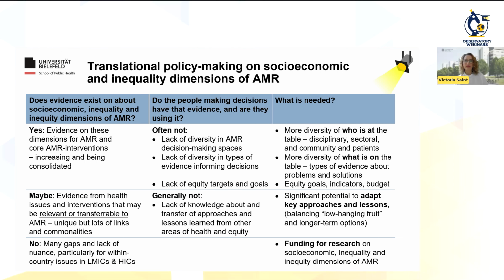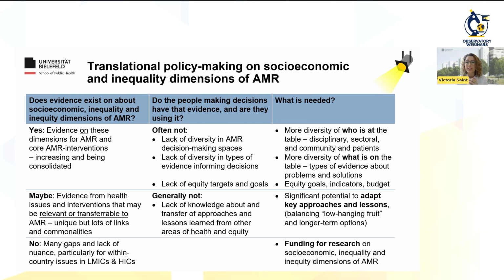So I wanted to complement what the other speakers have focused on by looking at one of the other areas where there are gaps, which is the translation of evidence on socioeconomic equity and inequality dimensions of AMR into action at the policy, intervention and program level. In particular, the argument is often made in AMR circles that there's not enough evidence about these dimensions to be able to take action. And I think that's somewhat misleading and potentially even often used as a bit of a red herring. So I want to unpack that a little bit. So the first question is, does evidence exist?